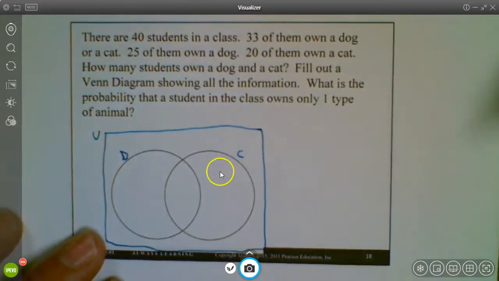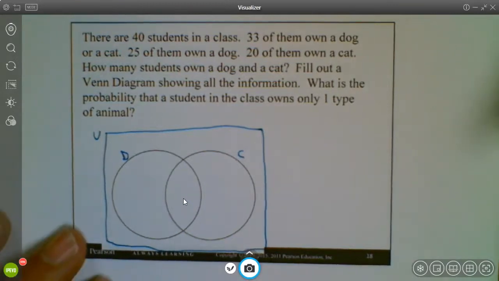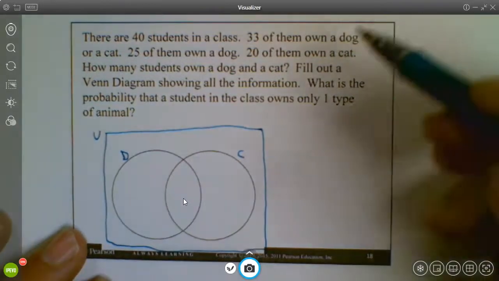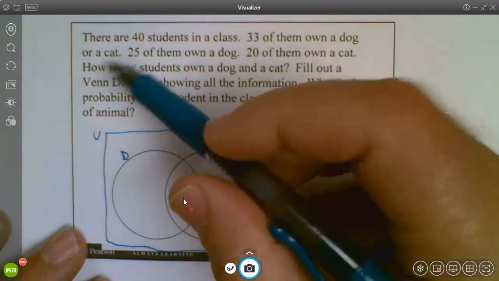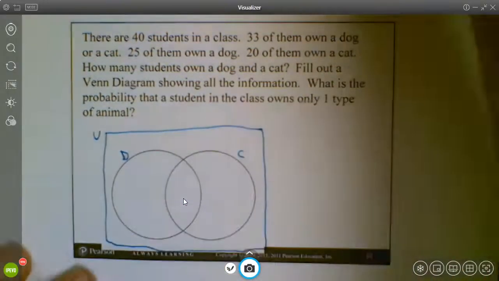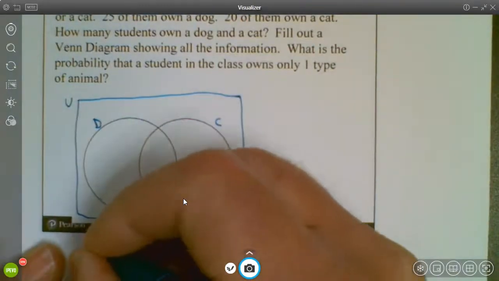So the one thing I would need to know in order to fill all this out is what's that middle piece? How many own both? How many own a dog and a cat? And they didn't tell us that. So this is where the formula is going to come into play. So on this one, it said 33 of them own a dog or a cat. Okay, and so if you look back to the formula, in fact, let me just do this so we have it in front of us.